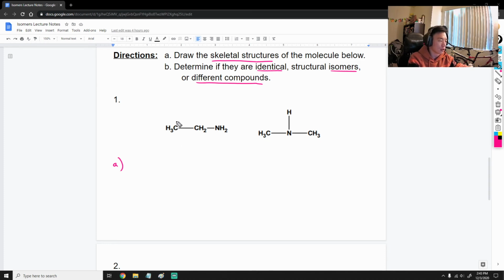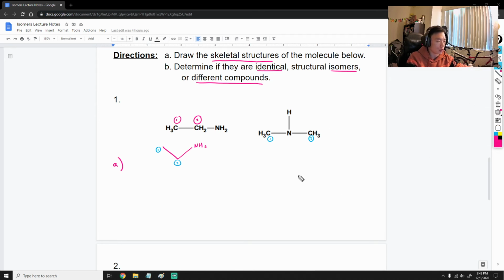So here we have carbon 1, we have carbon 2. So we're going to draw a line, and that's going to represent carbon 1 and 2, and carbon 2 is connected to NH2, so we're going to do NH2. Again, this is carbon 1, this is carbon 2, and then in this structure right here, we have carbon 1, we have carbon 2, but you're going to notice there's an N in between them.